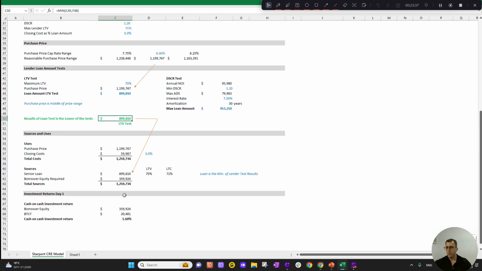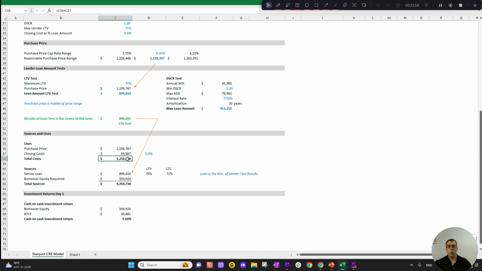Next, step number 4, I think we're on, sources and uses. We want to put all these figures together and begin to figure out how much money we're going to need in order to buy this property. So I know my purchase price. We estimated our closing cost based on the 5% variable or assumption that we made.